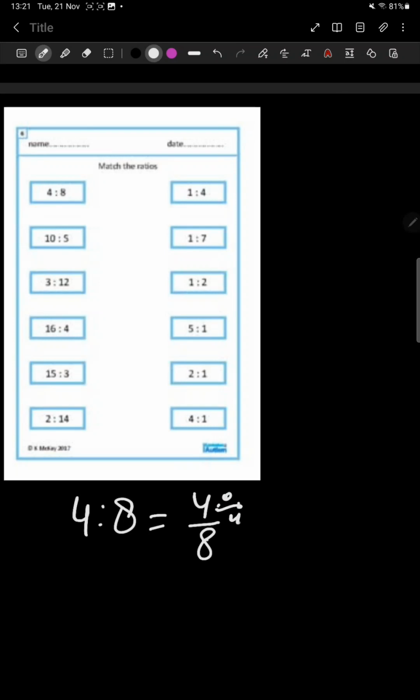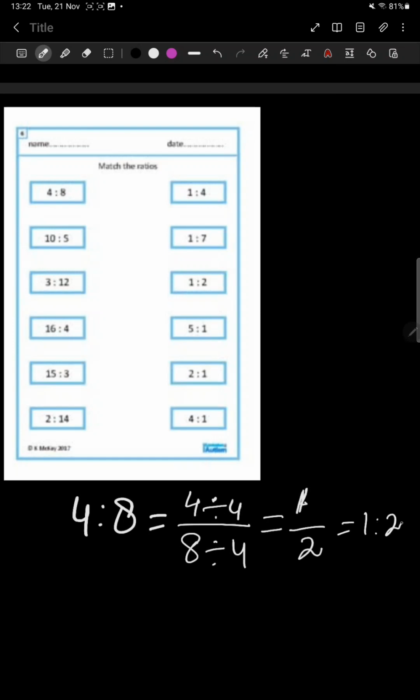So we will divide both by 4. First of all, we need to look at which is the common factor. Then we will divide both the numbers by the common factor. So 4 divided by 4 will give you 1, and 8 divided by 4 will give you 2. So the answer is 1 to 2. The ratio 1 to 2. So over here we will match 4:8 to 1 to 2. Okay, it is over here, 1 to 2.